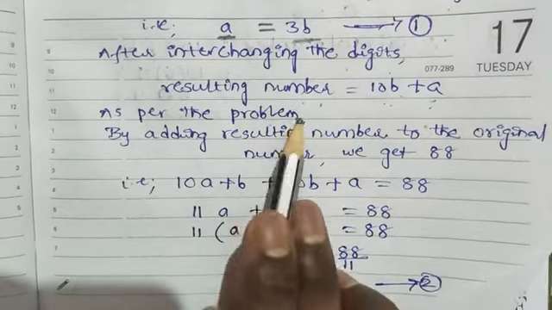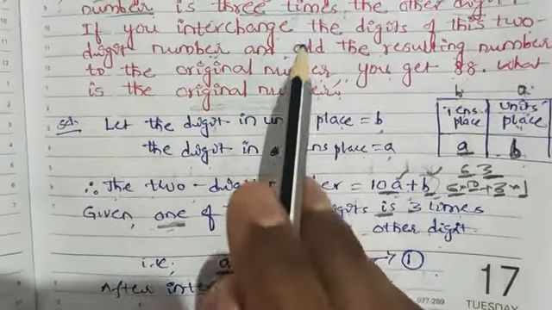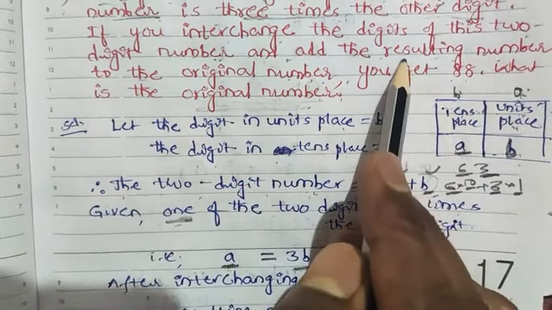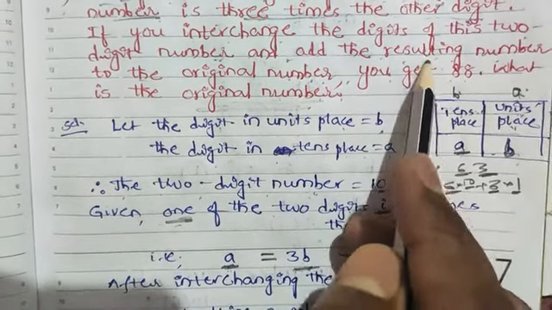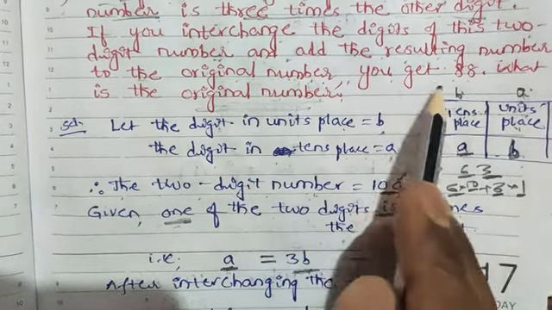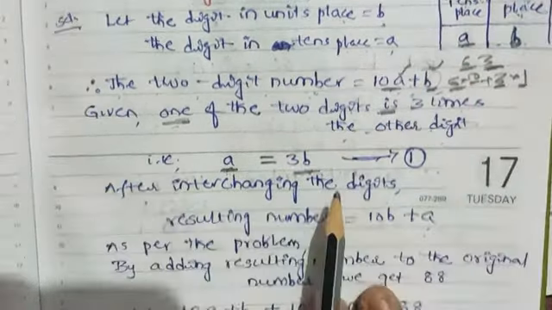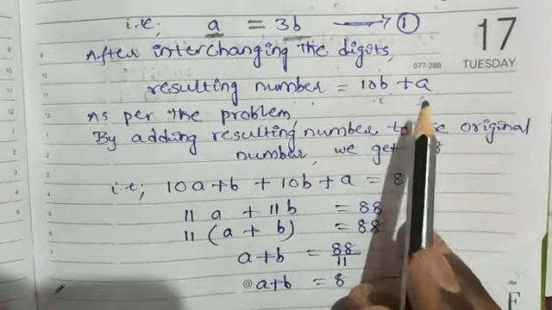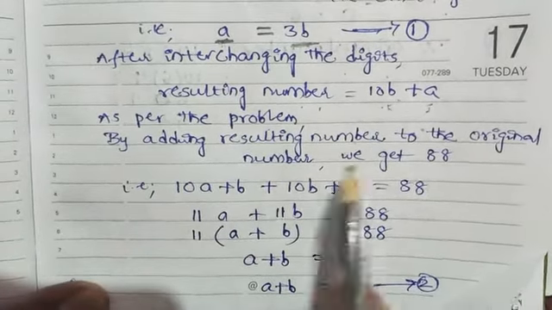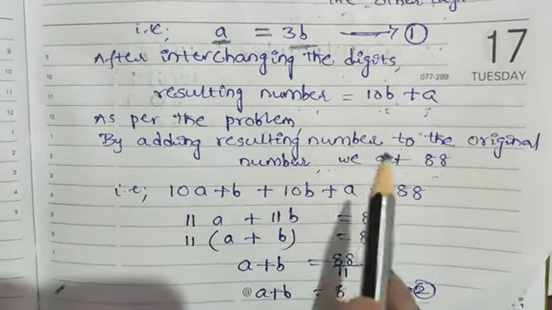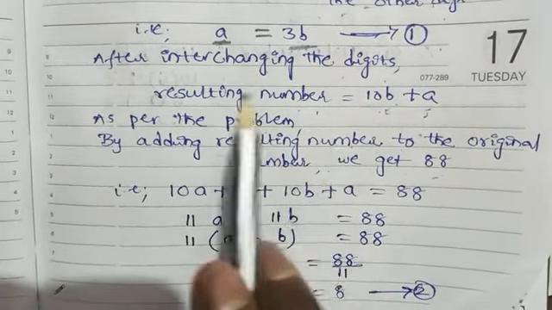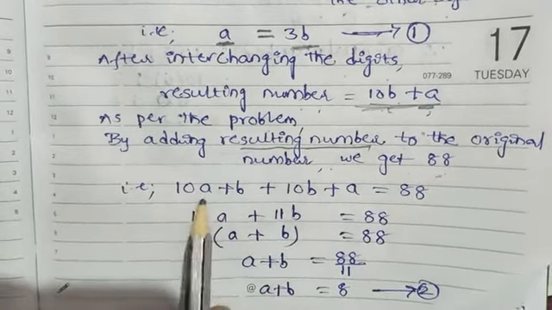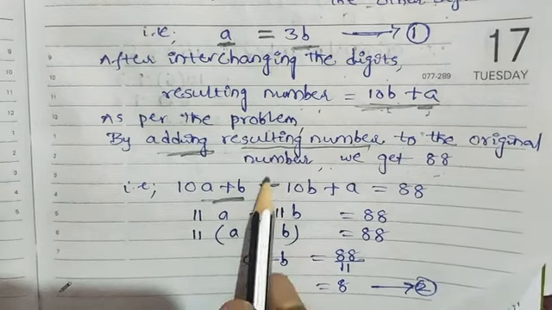As per the problem, add the resulting number to the original number. That means the number you get after interchanging is to be added to the original number, and you will get 88. This is our question. So after interchanging the digits, you got the number as 10B plus A. So by adding the resulting number to the original number, you will get 88. So the resulting number is 10B plus A. Add means addition.